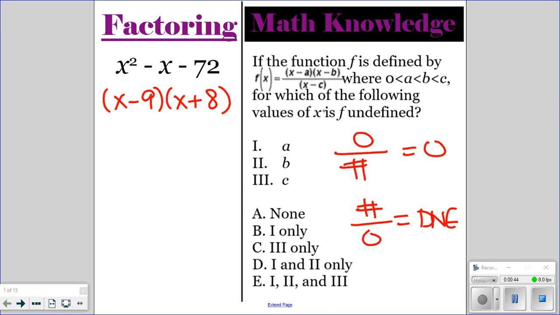So when this function is going to be undefined is when this denominator is going to equal 0. So x minus c, when it equals 0, that means x is going to have to be equal to c. So part 3 is the only one that would work, because if you plug in a or b, your numerator is 0, but it's okay to have a numerator of 0. You just can't have a denominator of 0. So only 3 would be your answer, which is C.